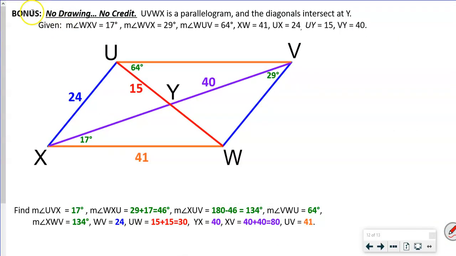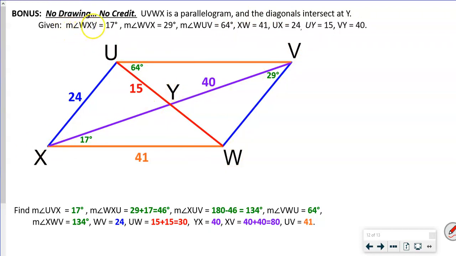So our final question, our bonus, was, and it said no drawing, no credit. So if you didn't do a drawing, you didn't get credit for this problem. It said UVWX is a parallelogram and the diagonals intersect at Y. So UVWX, these have to go in order, y'all. And if you drew it another way, which some of y'all did, then that's why you probably got it wrong. And then it says that the diagonals intersect at Y, okay?